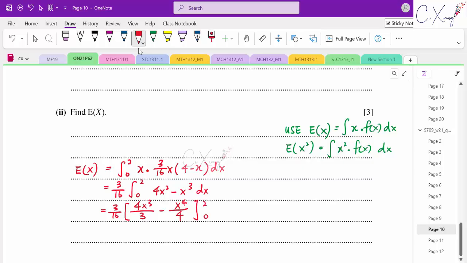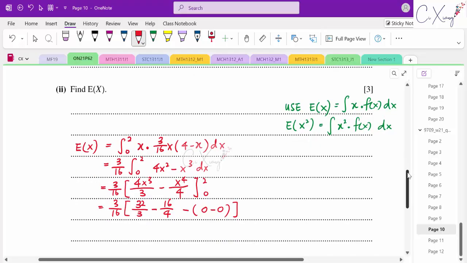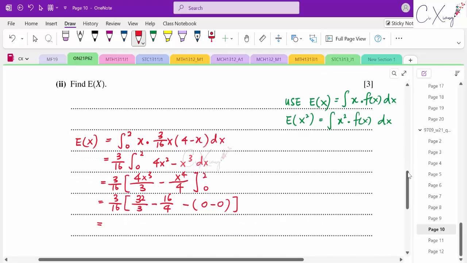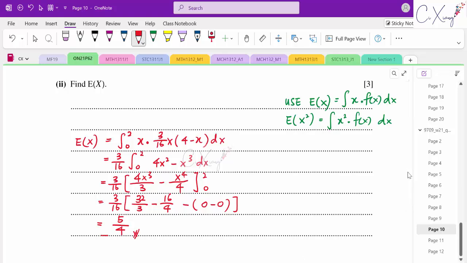Next, I substitute all the values in. 2 to the power 3 is 8 times 4, which is 32. So 32 over 3 minus 2 to the power 4, which is 16 over 4. Then if you substitute 0, everything will be 0 at the back. Then simplify this answer and you will get 5 over 4. This is not hard as well, as long as you are very careful when you apply the integration.